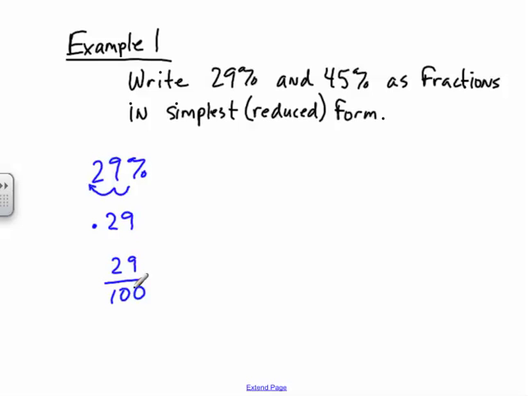Now the example asked me to write it as a fraction in simplest form. Okay, I've written it as a fraction. And now I need to see, is this thing reduced? Because that's what simplest means. Is it reduced? And it is, because 29 is prime. There's nothing that goes into it, right? And 29 doesn't go into 100. So there's nothing that I can divide into both of these numbers, 29 and 100, to reduce it. So it's done. But now I think that the next one's going to be a little bit different.